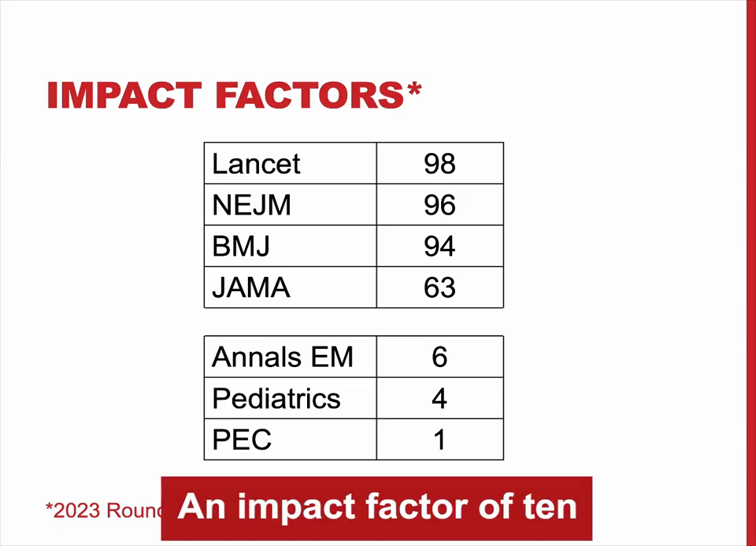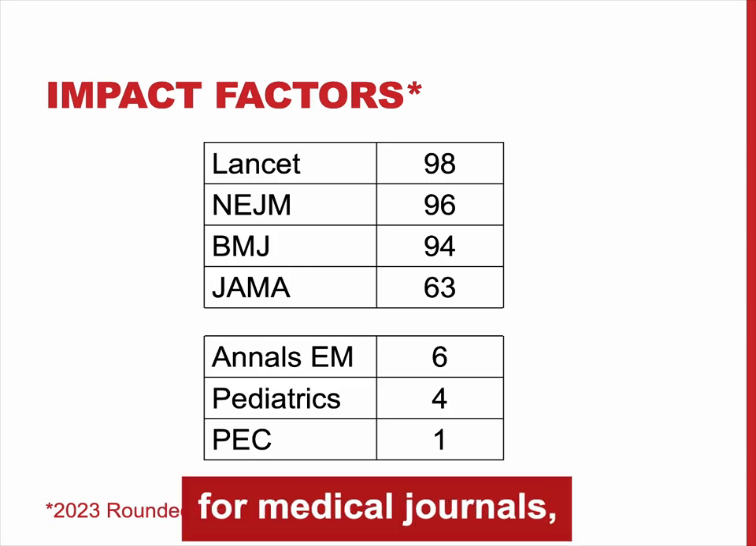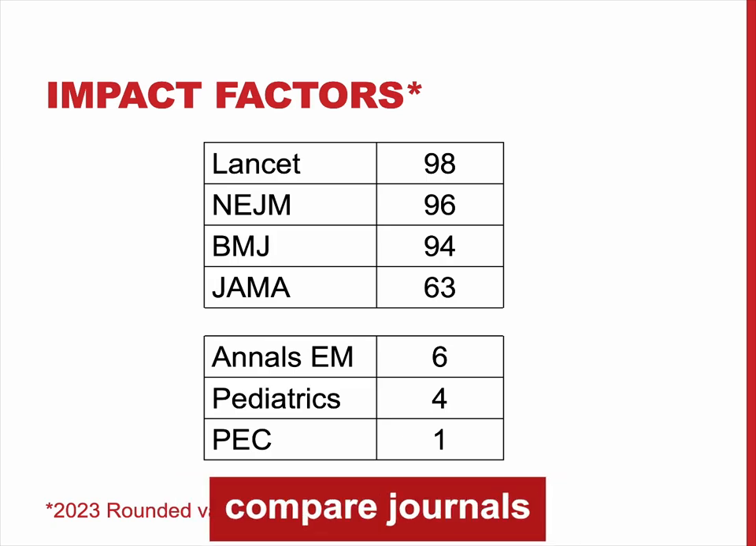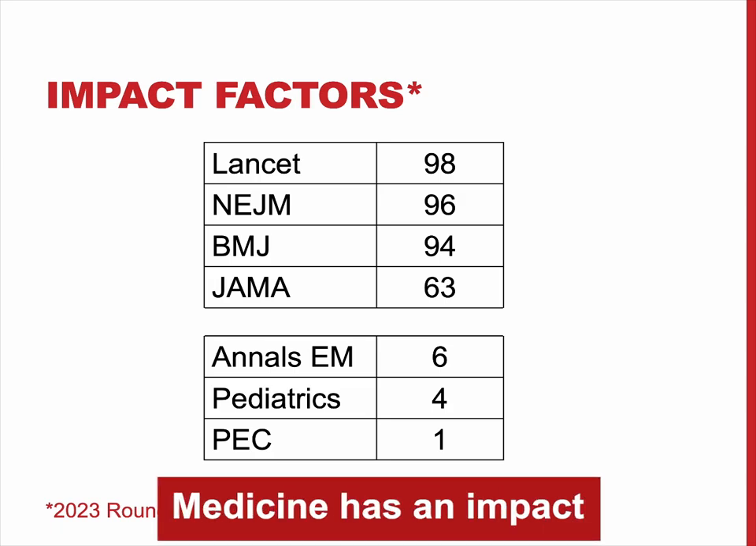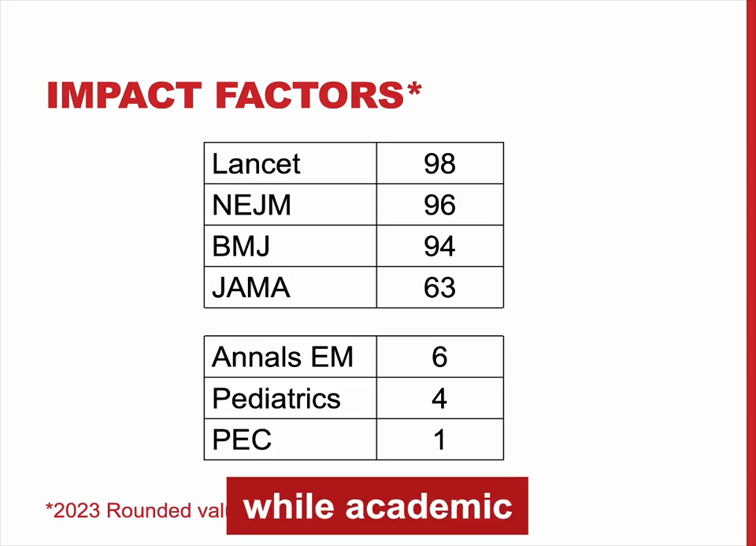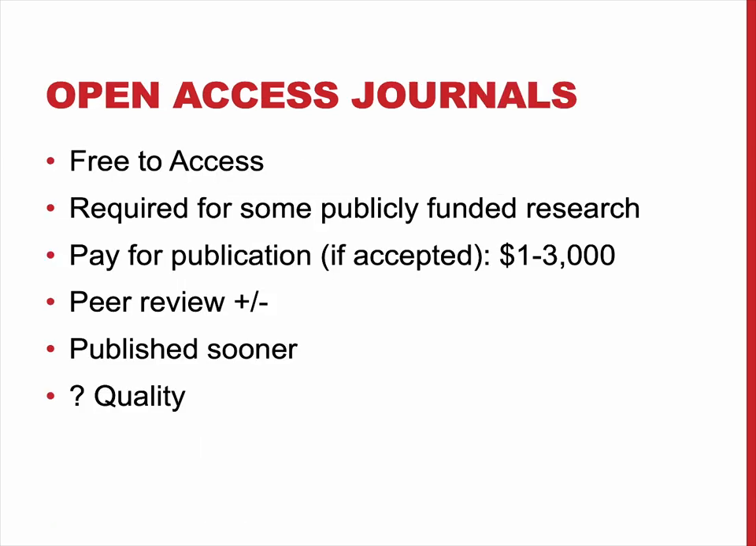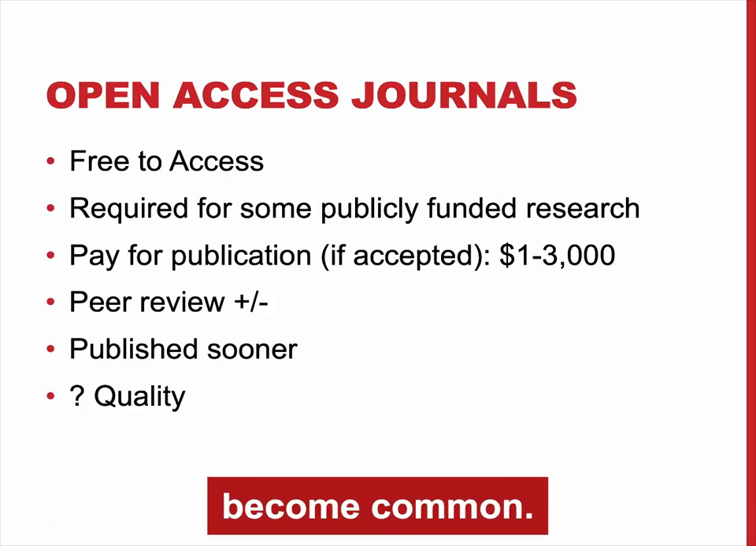An impact factor of 10 is generally considered excellent for medical journals, but it is best to compare journals in similar areas. For example, Annals of Emergency Medicine has an impact factor of 6, while Academic Emergency Medicine has an impact factor of 5. Open access journals have become common.